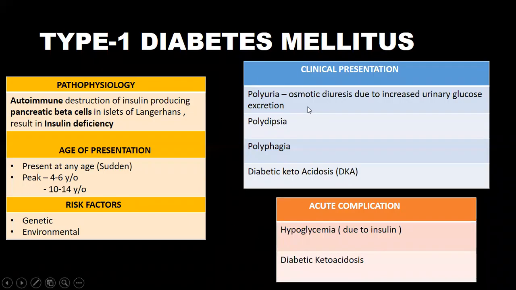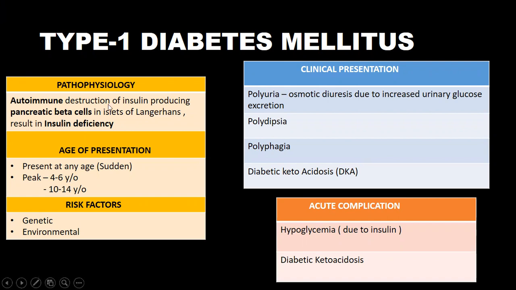Coming to the elaborated form or the detailed description of diabetes mellitus type 1, or insulin dependent diabetes, first we study the pathophysiology. As I've already explained in the previous slide, it is an autoimmune disease. What does autoimmune mean? It means the immune cells of our immune system start destroying our own body's cells.